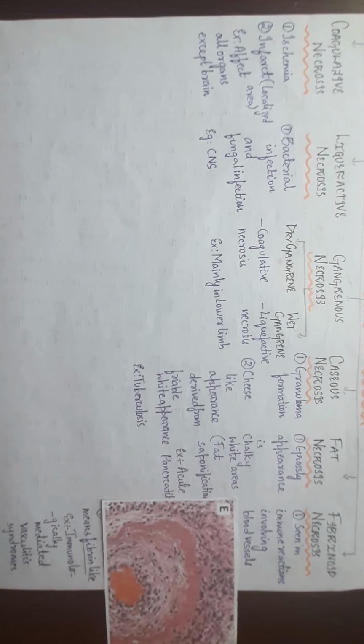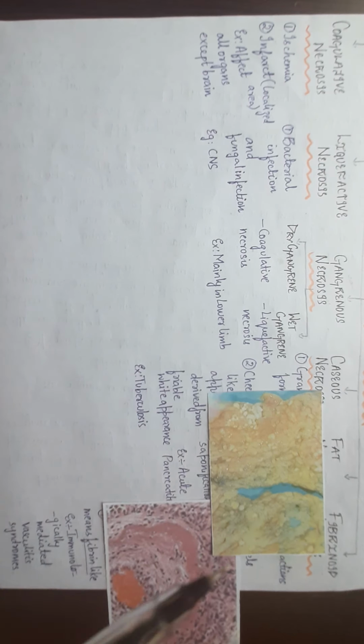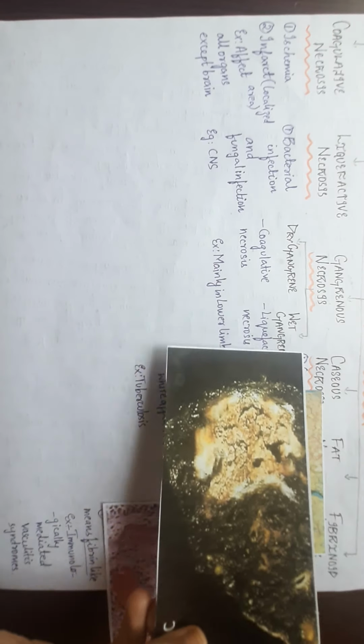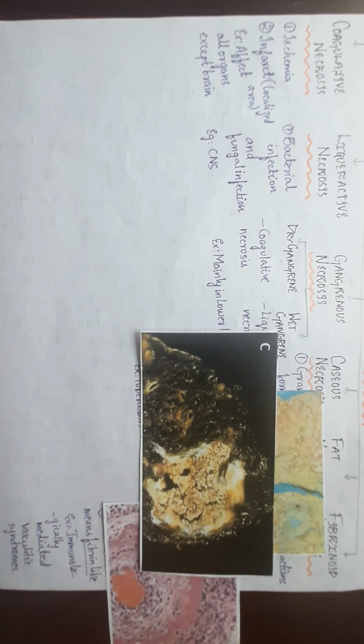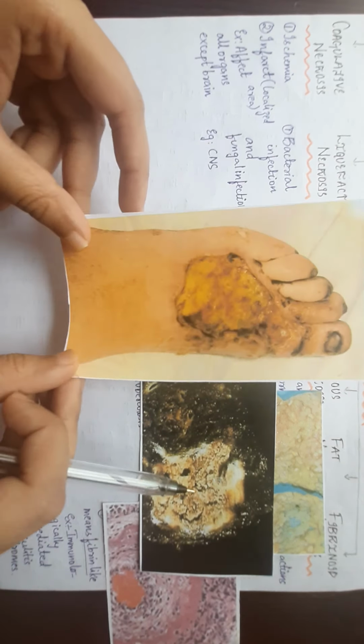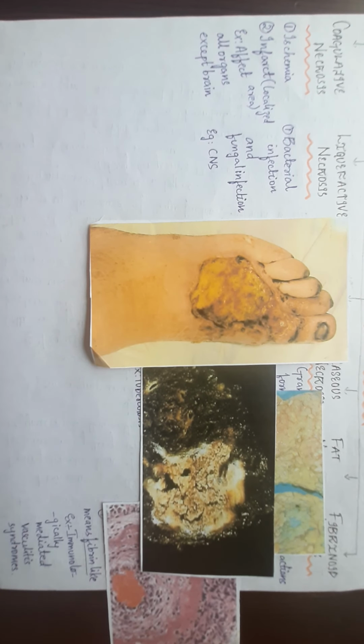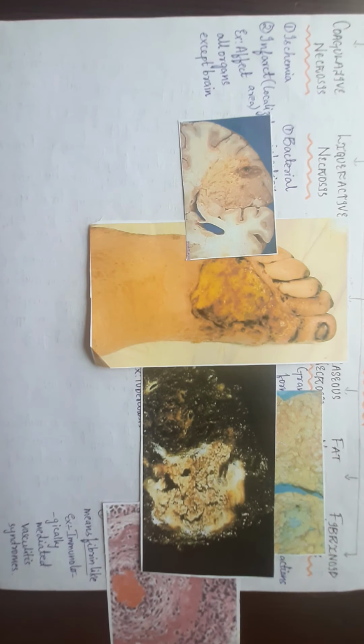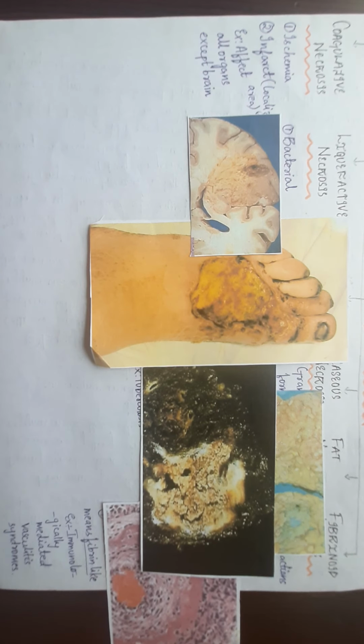Fibrinoid necrosis, fat necrosis, chalky white areas you will be seeing. In caseous necrosis you will be seeing a cheese-like appearance in the lungs. The example is tuberculosis. In gangrenous necrosis, it mainly affects the lower limb and it is divided into dry gangrene and wet gangrene. Dry gangrene is because of coagulative necrosis and wet gangrene is because of liquefactive necrosis. Whereas liquefactive necrosis, which takes place because of bacterial and fungal infection, mainly affects the CNS, central nervous system. Coagulative necrosis affects all the organs but not the CNS.